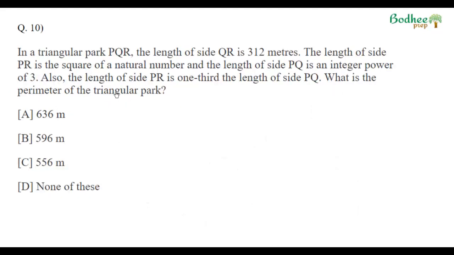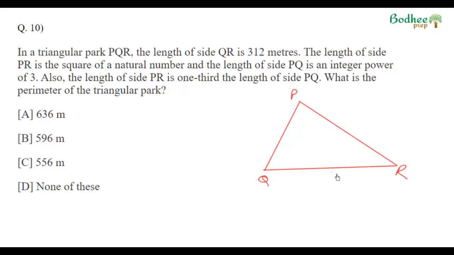Now let's take this question. This is a moderate level of question. You have to just apply some basic idea of number system also to get to the answer. Here it says that in a triangular park PQR, the length of PR is given. So let us draw the triangle, assuming that this is PQR, P, Q, and R, right?